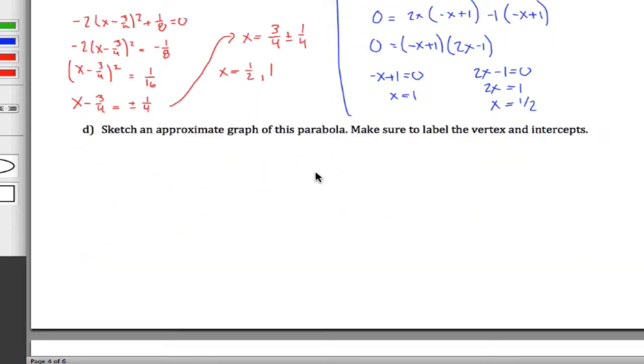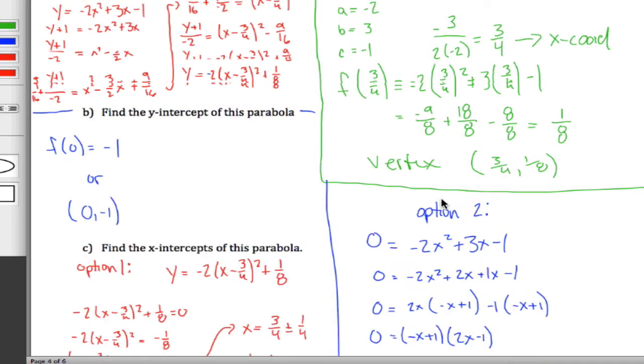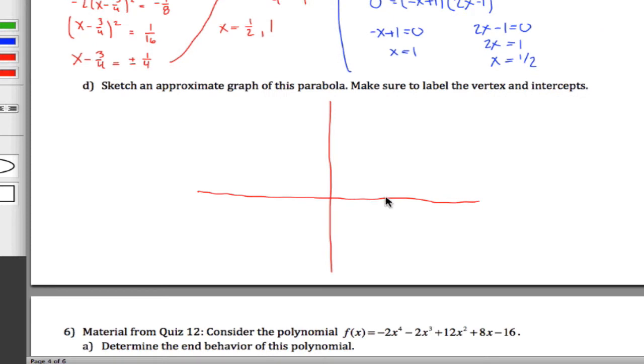Sketch an approximate graph of this parabola. Make sure to label the vertex and the intercepts. All right, I figured out that this parabola has a vertex at 3/4, 1/8. Better make this pretty big. So 3/4 is right here, and 1/8 is right in here. So here's 3/4, 1/8.